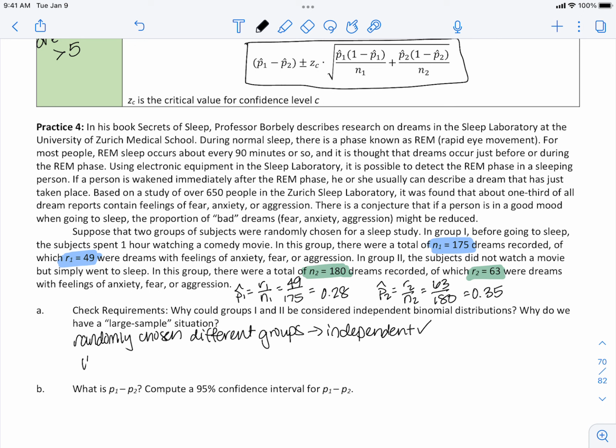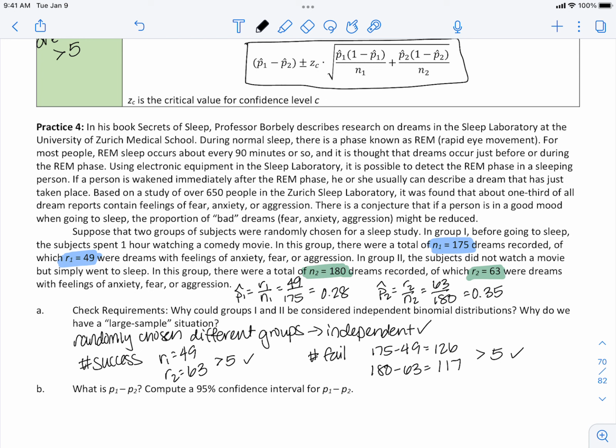And our number of successes, which remember is just our R value. So our R1 is 49, our R2 is 63. Those are both greater than 5. Our number of failures, so we have 175 minus 49, which is 126, and 180 minus 63, which is 117. Both of those are also greater than 5.